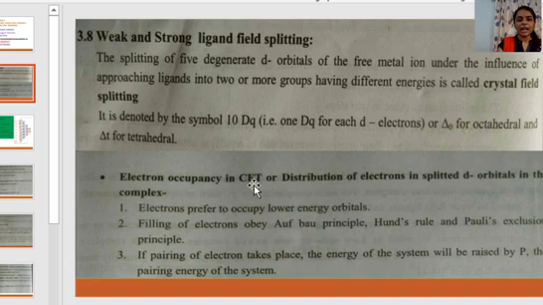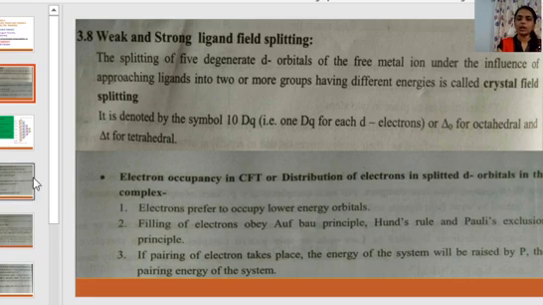Electron occupancy in CFT, or distribution of electrons in the split d orbitals in the complexes. The electrons prefer to occupy the lower energy orbitals while filling the split d orbitals. We have seen two levels, T2g and Eg. To fill these two sets of orbitals, the electrons first prefer the lower energy orbitals. Filling of electrons obeys the Aufbau principle, Hund's rule and Pauli's exclusion principle.